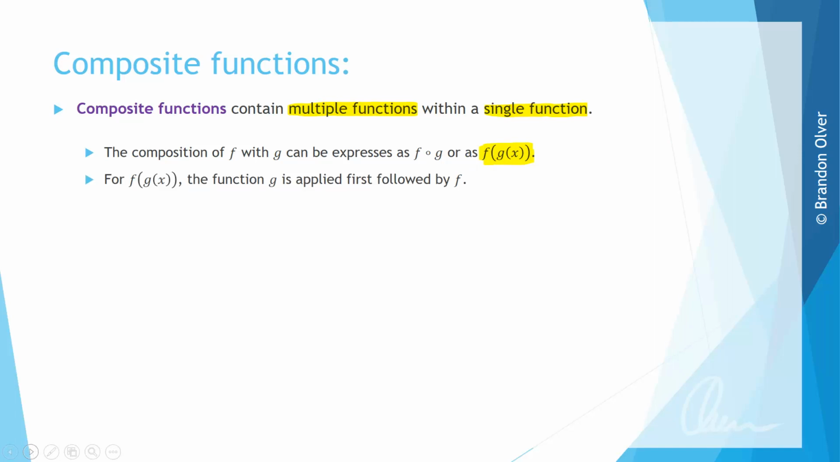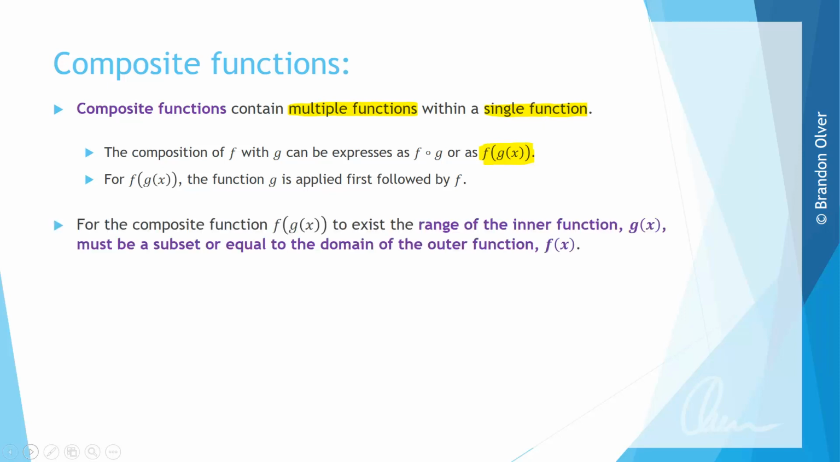For f of g of x, the function g is applied first, followed by the function f. For a composite function f of g of x to exist, and this is really important, we need the range of the inner function, in this case g of x is the inner function, to be a subset or equal to the domain of the outer function. And as it's written, f is that outer function. So we can summarize that as being the range of the inner must be a subset or equal to the domain of the outer function.